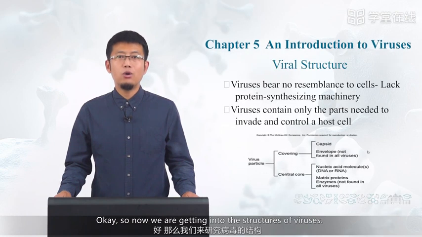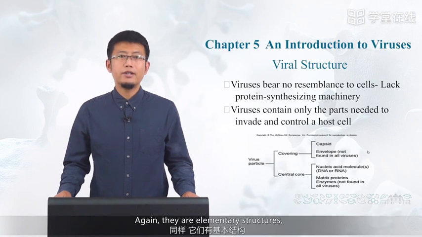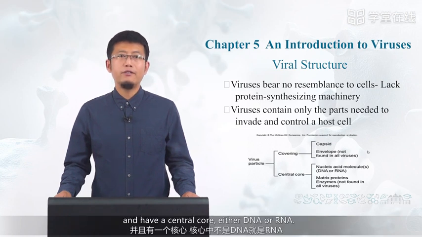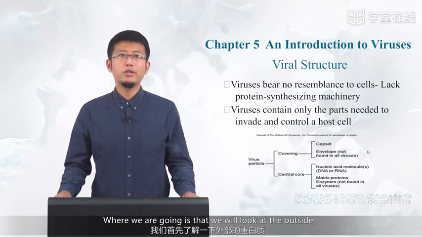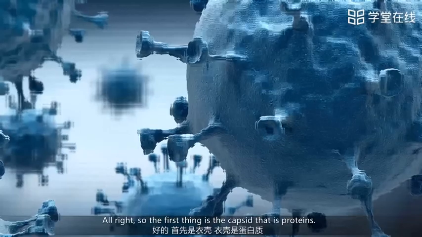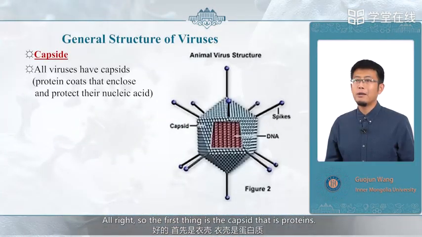Okay, so now we're getting into the structure of viruses. Again, they are elementary structures and they have a protein coat on the outside, which we call capsid, and a central core, either DNA or RNA. We will look at the outside, first the protein, and then go on to the inside, DNA and RNA. So the first thing is the capsid, that is the proteins.